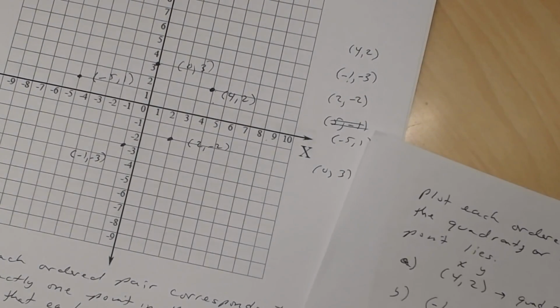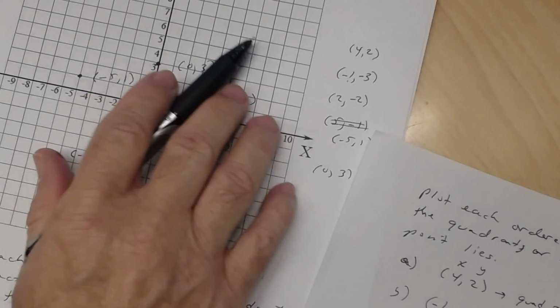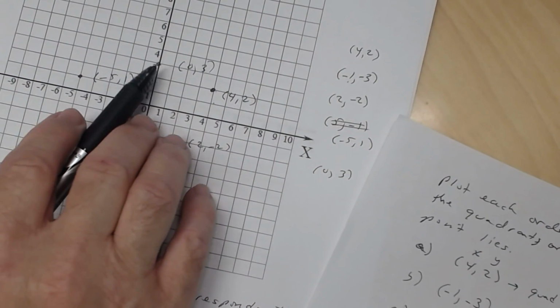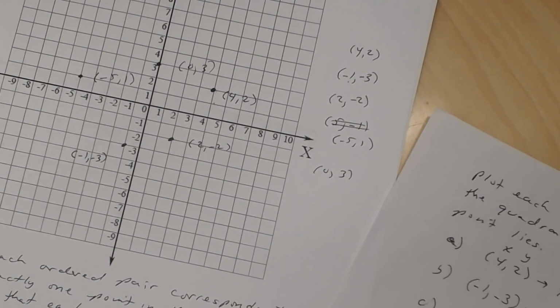Right. So it's not in a quadrant. (0, 3) is not in any particular quadrant. It is on the y-axis. All right.